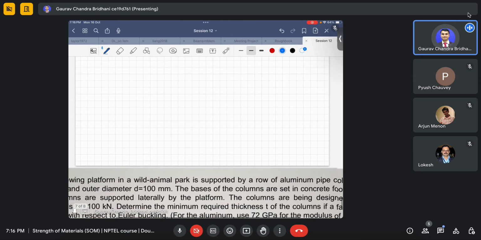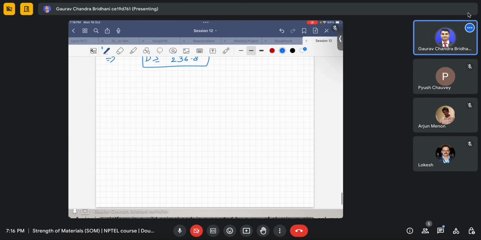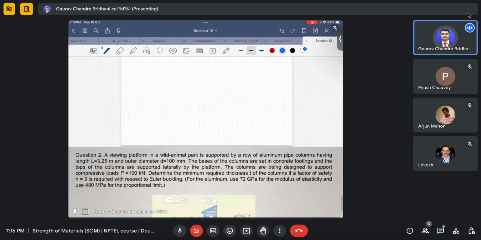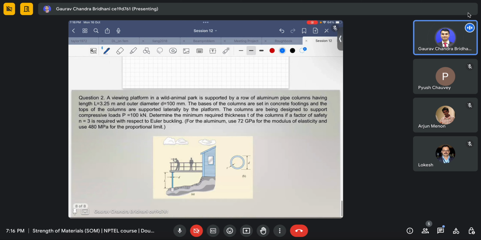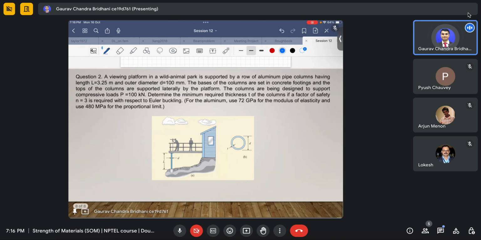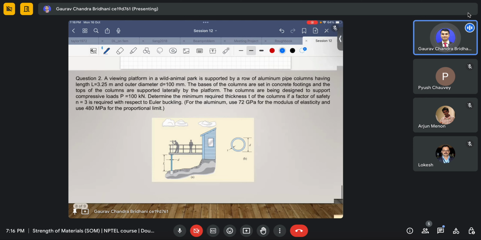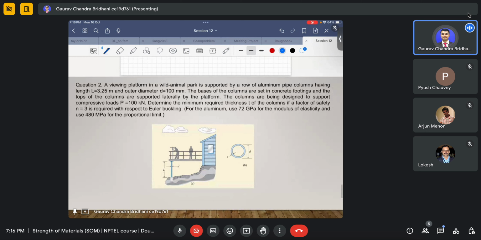time we use them to design the various components. Okay, now let's come to another problem, which is from the buckling of the column, as we have discussed here. So in this problem, let's first have a read of the problem.